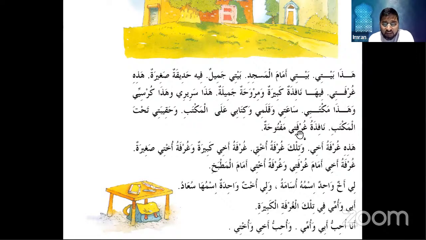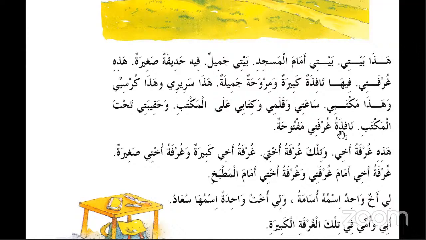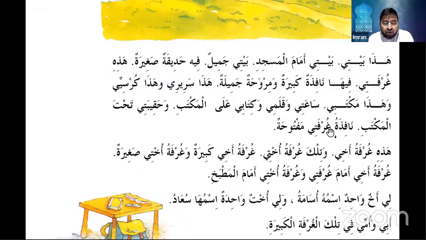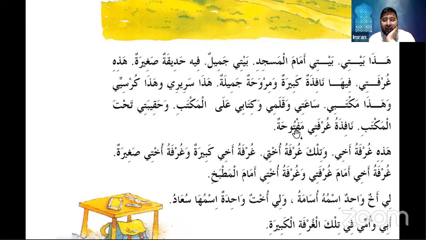Now remember, this is something really new for you. The word ghurfati by itself is mudaf ilay, my room. Now the word here, nafidatu, can you see this dhamma here? It's not nafidatun, it's nafidatu. So here it's double mudaf ilay. Ghurfati is mudaf ilay. Nafidatu is mudaf, and ghurfati together is mudaf ilay for nafidatu. So there's double mudaf ilay. So, window of my room. Nafizatu ghurfati.